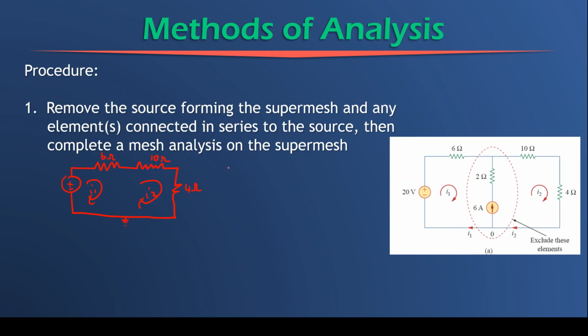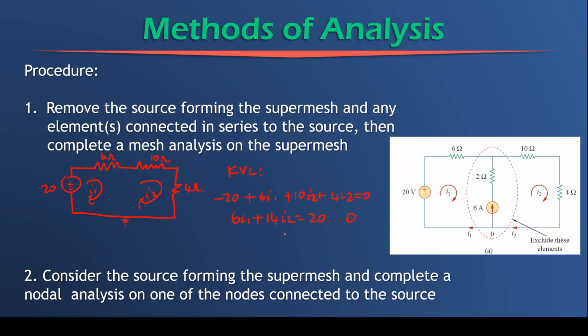And then we do a KVL in what we call the supermesh. So this would be the supermesh loop. If we do a KVL, what we will find is that negative 20 volts plus 6I1 plus 10I2 plus 4I2 gives me 0. Therefore, this simplifies to 6I1 plus 14I2 gives us 20. And that will be our first equation.